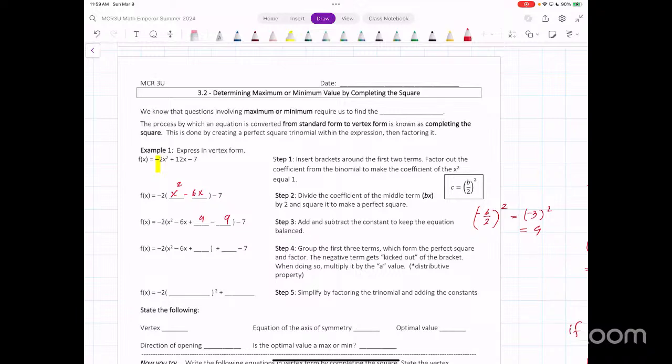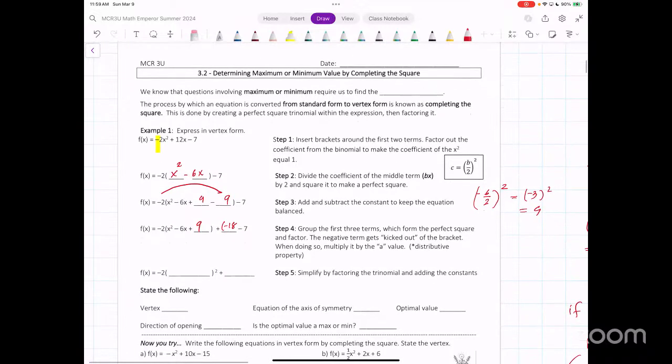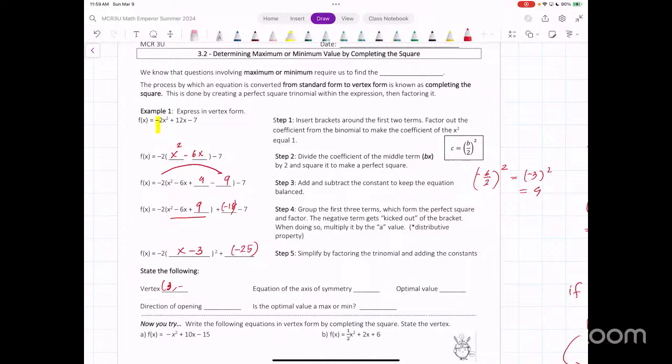Now, what we're going to do, we're going to keep the 9 and multiply by the minus 2. Minus 2 times minus 9 is negative 18. Now, the whole thing is a perfect square, x minus 3, squared. Minus 18 minus 7 is negative 25. So what's the vertex? 3, negative 25. Equation of the axis of symmetry: x is equal to 3. So the vertex x coordinate is the equation of the axis. The optimal value: the optimal value refers to max or min.